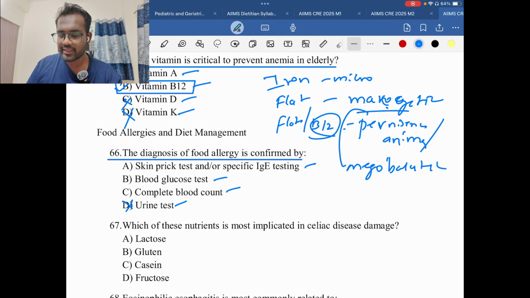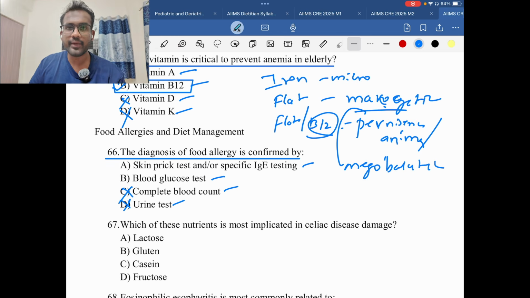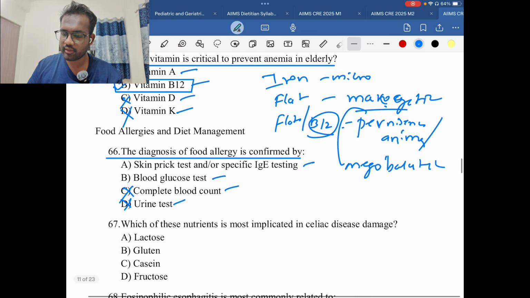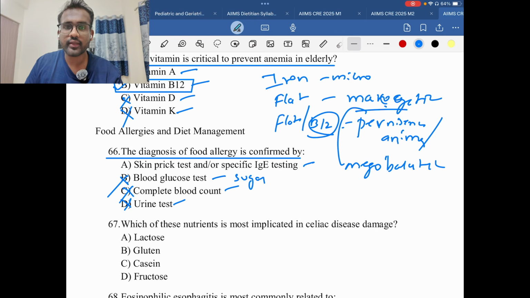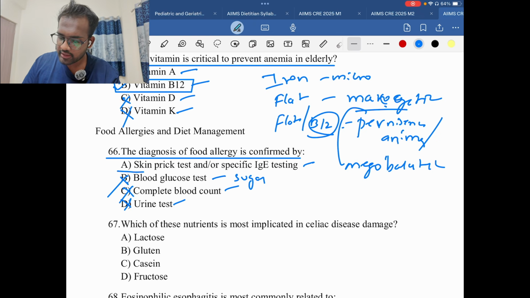And complete blood count is done to find out the infection risk or the number of platelets, RBCs and other things. So this is also not the answer. And blood glucose test is done to find out sugar levels. It is usually done in diabetic patients. So this is also not the answer. So the answer will be a skin prick test and/or specific IgE antigen. Okay, so the answer will be A.